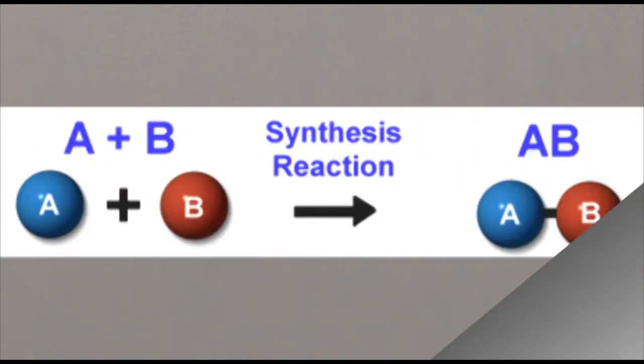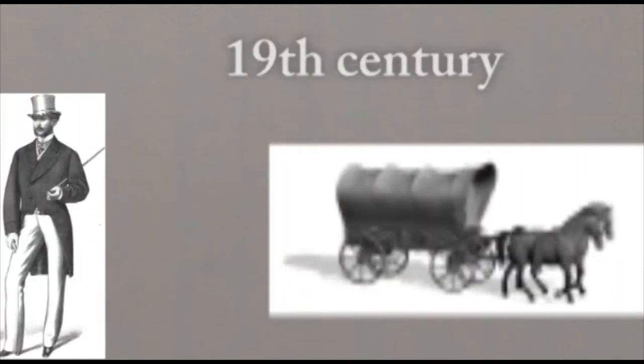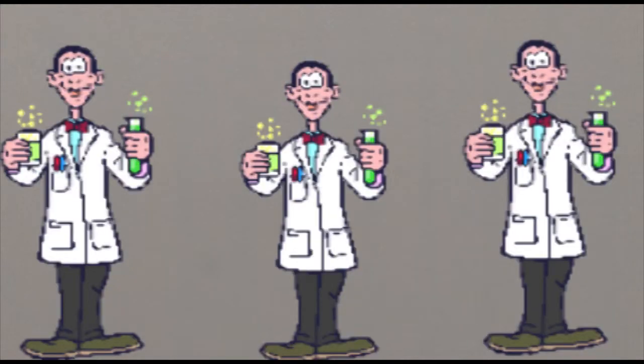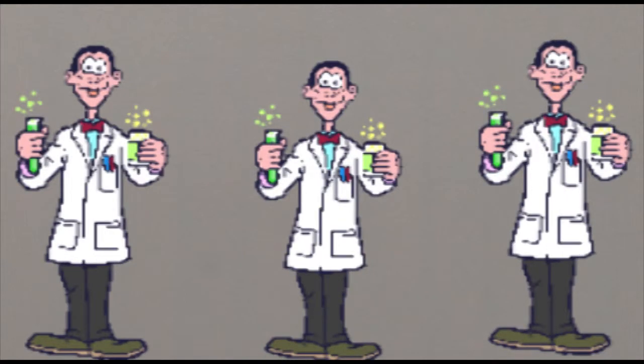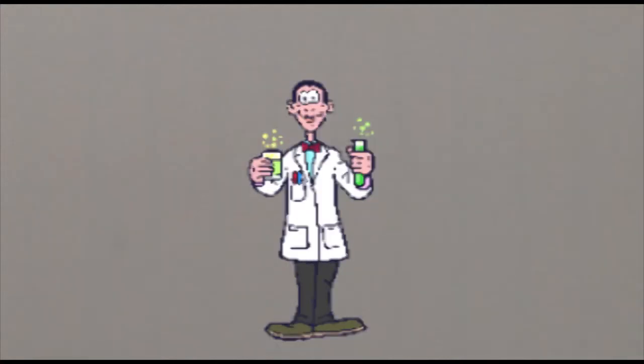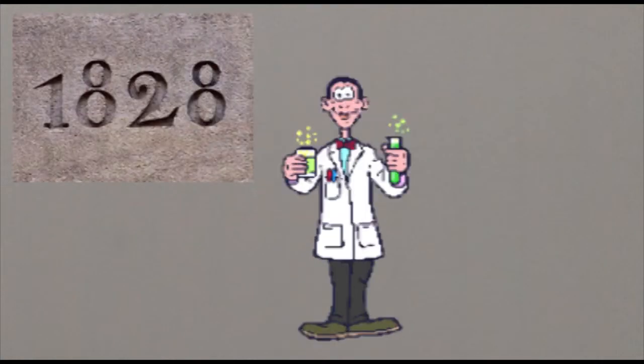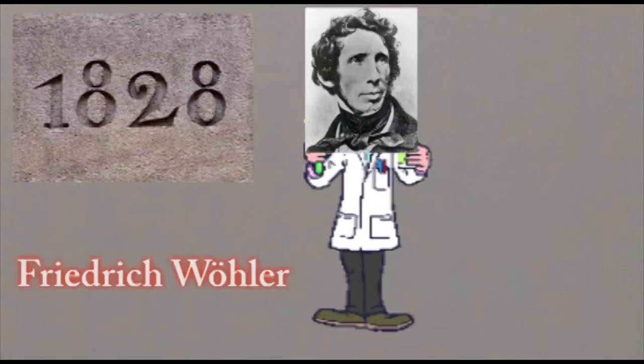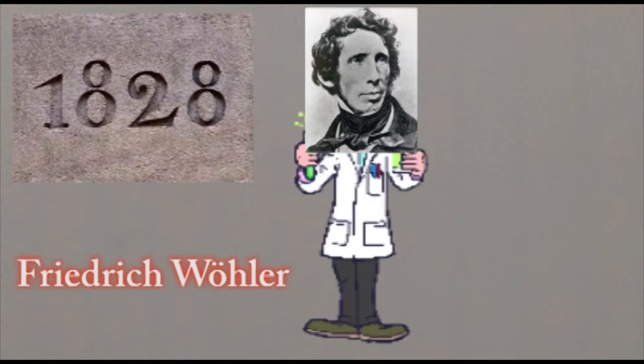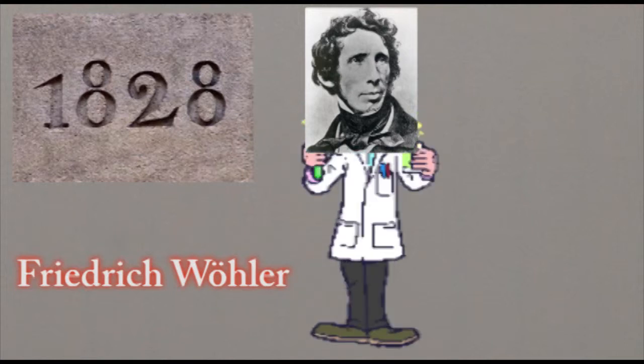Right now, we will focus on a particular type of reaction, which is the synthesis reaction. Synthesis reaction was first discovered in the 19th century. Like most other scientific discoveries, this discovery was found by accident. In 1828, a German scientist named Friedrich Wöhler was attempting to prepare ammonium cyanate but accidentally synthesized urea.